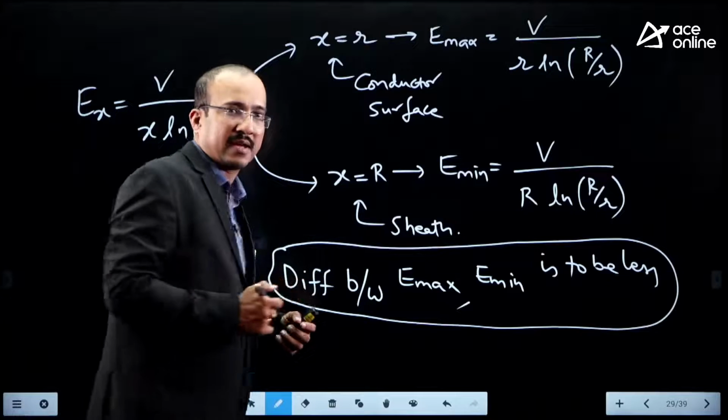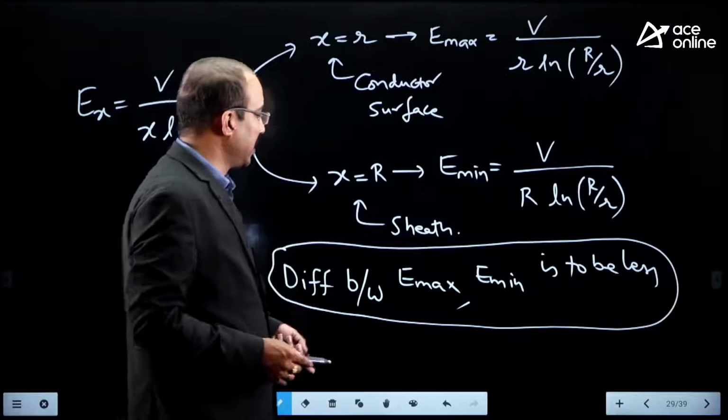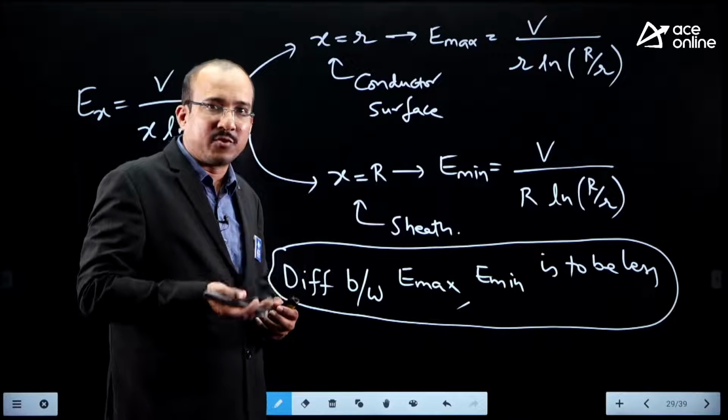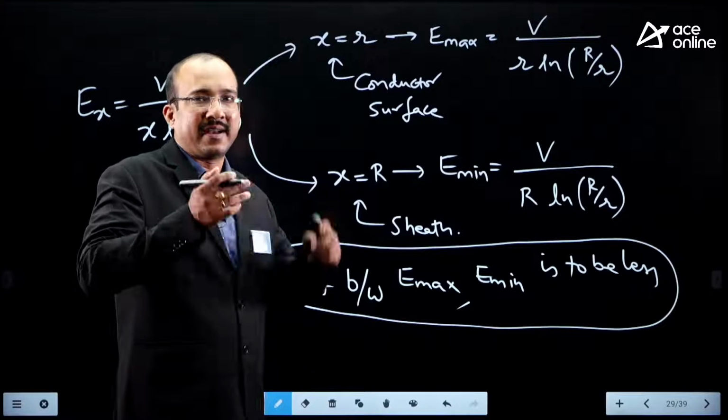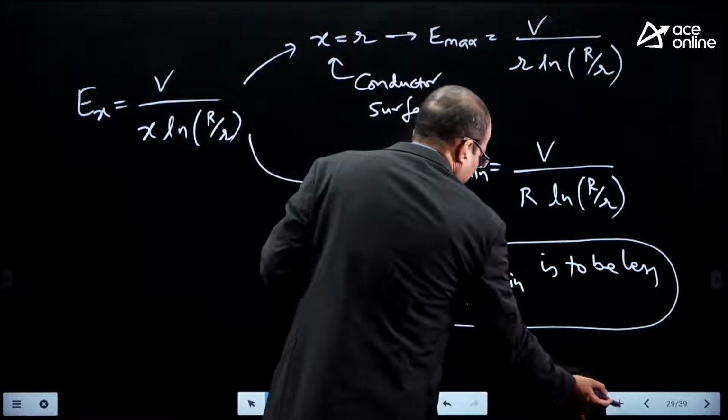Now, how do you reduce the difference? How do you get the most economical size in case of underground cable? If the difference between E maximum and E minimum should be less, it means either you should increase E minimum or decrease E maximum. Decreasing E maximum is preferred.